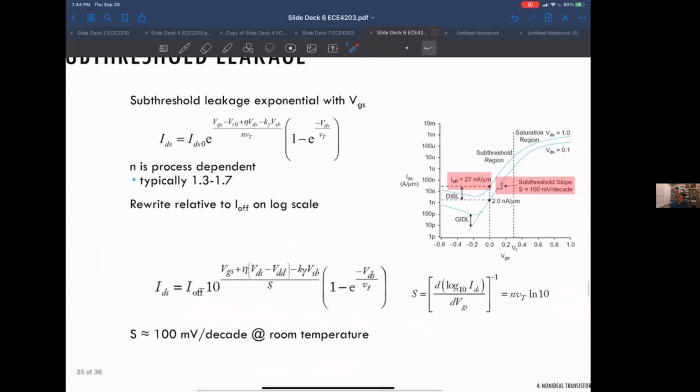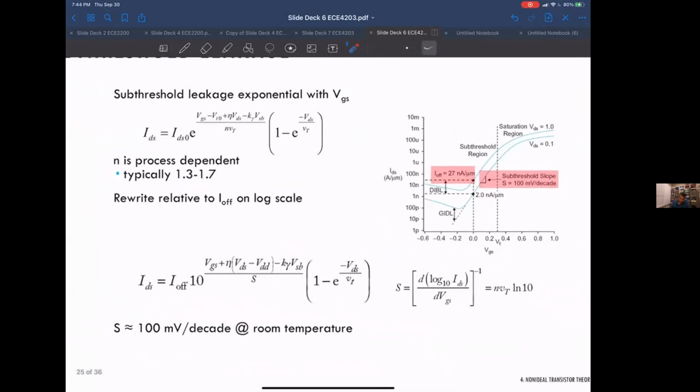So the S term, this is the drain source current, and you have some baseline multiplied by 10 to the power of something and 1 minus exponential of something. And this S denominator is very important in the operation of this device. The critical thing about this S, and the one that I do remember, is that at room temperature, typical temperatures, this is 100 millivolts per decade.